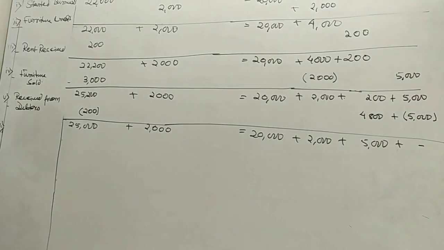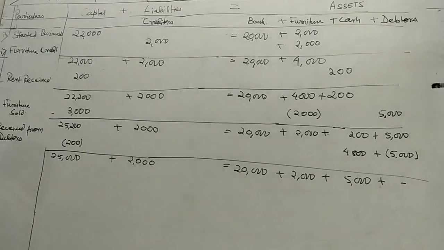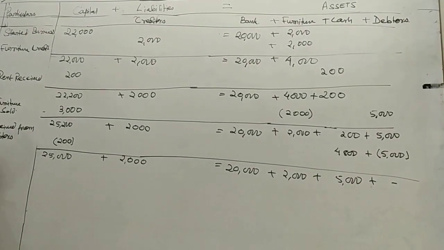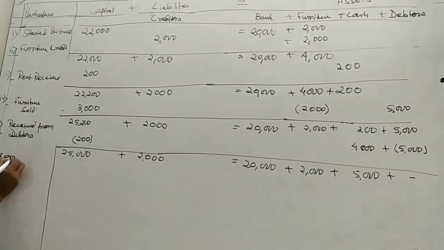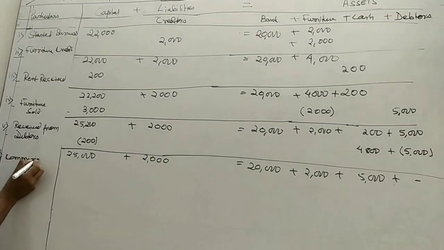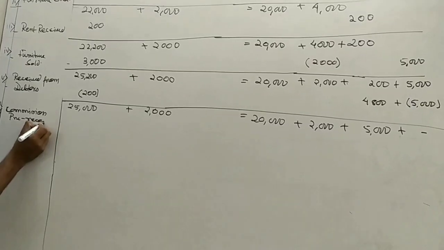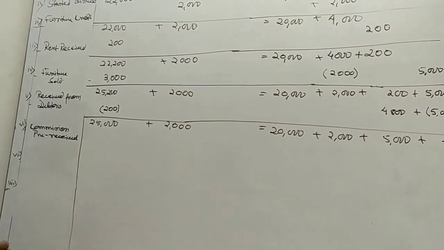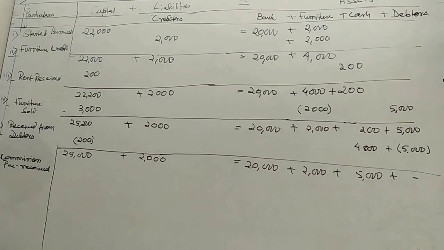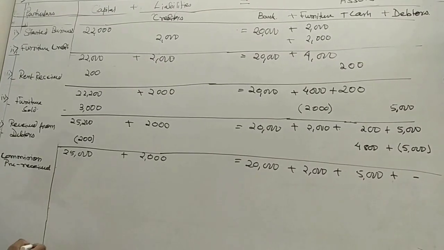Next item is number 6. There was a pre-received commission of 200. Commission pre-received. You have received commission not belonging to this year, but for next year. So it is pre-received commission. So when you have pre-received the commission, that is 200 rupees, what we will do over here?